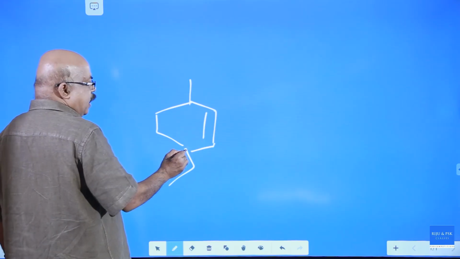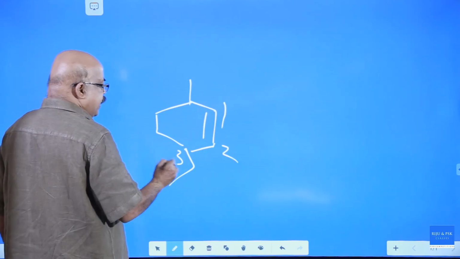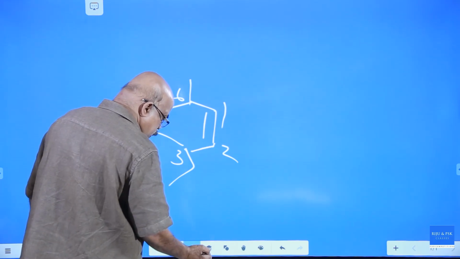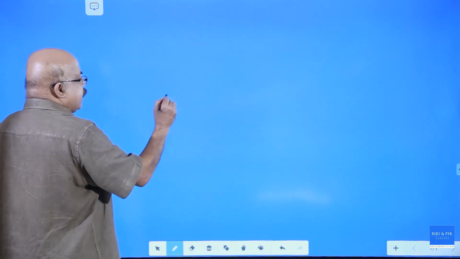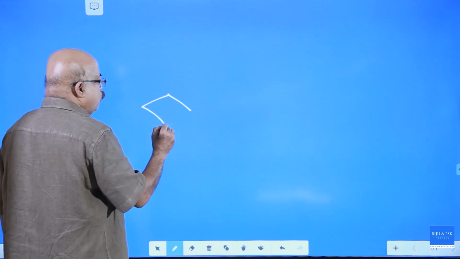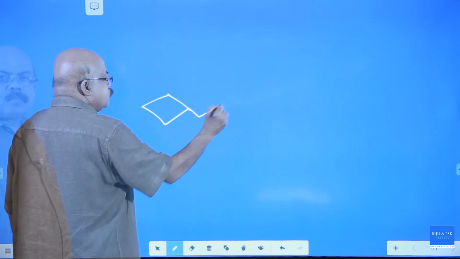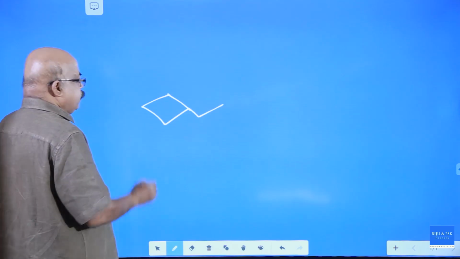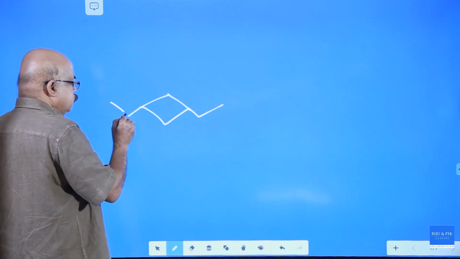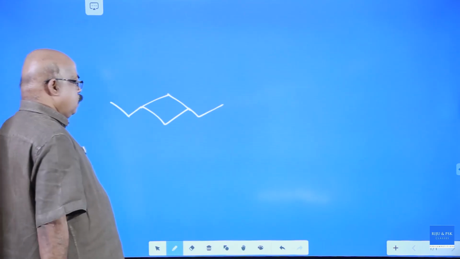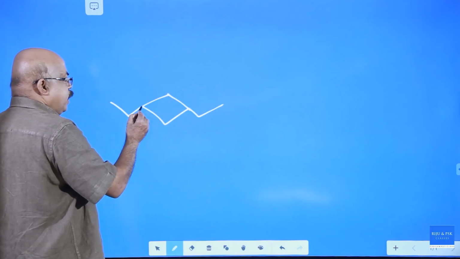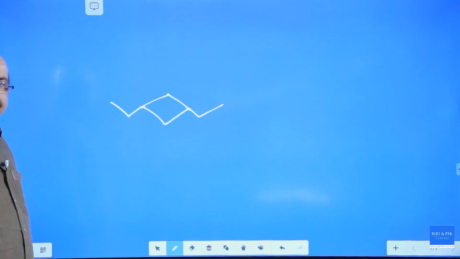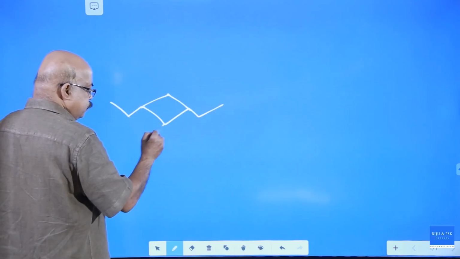Another one. It is 1, 2, 3, 3-ethyl, 6-methyl cyclohexene. So you have to revise the things very correctly. Can you name this molecule? It is ethyl cyclobutane. It is 1, 2, 3, 1,3-diethyl cyclobutane.